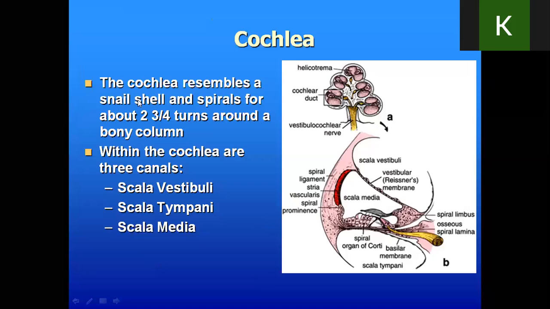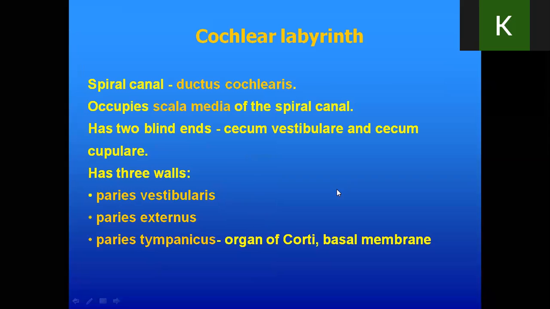Now, the cochlea resembles a snail shell. It spirals for about 2 to 3 turns around a bony column. Within the cochlea, there are these 3 canals: scala vestibuli, scala tympani, scala media. If you try to remember this, well and good. The middle ear is a bit easy to remember, but the internal ear is a bit difficult because you have to remember all these structures. But sometimes if the question is asked for the middle ear, you have to at least name the major structures present in the internal ear.